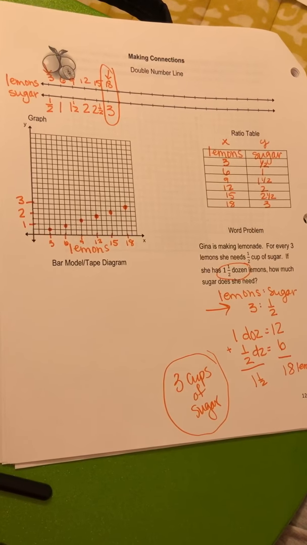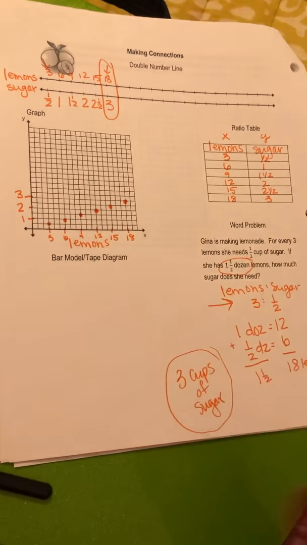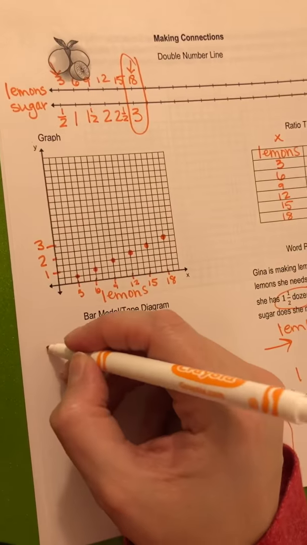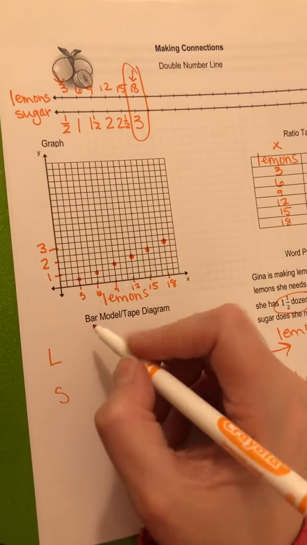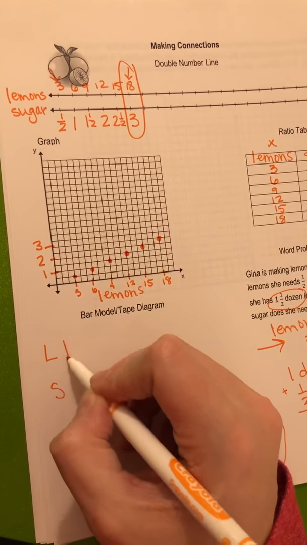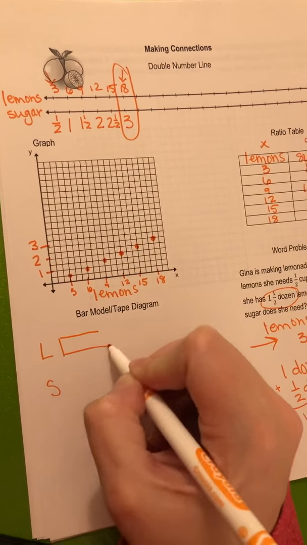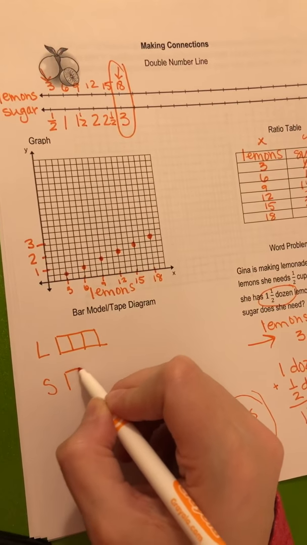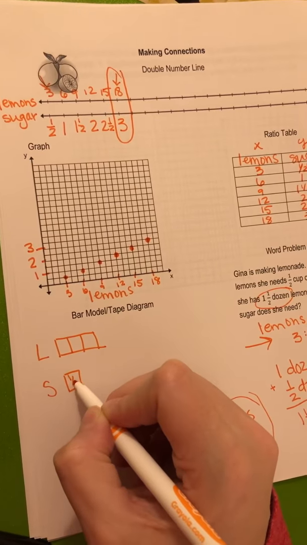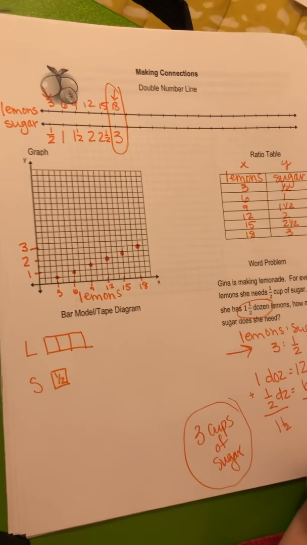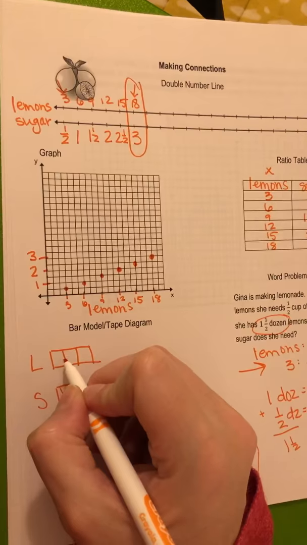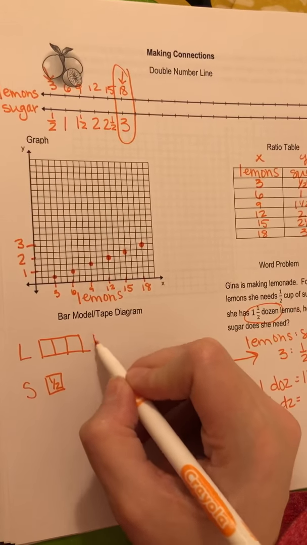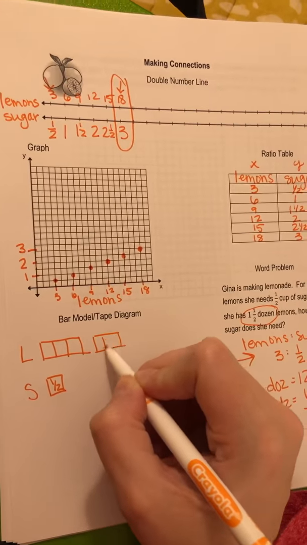So now down here, we need to do a bar model or a tape diagram. So we're going to do lemons to sugar, and for every 3 lemons, we're going to have a half cup of sugar. So if this is 3 lemons, you need it to 18 lemons, so you would write this 6 more times.